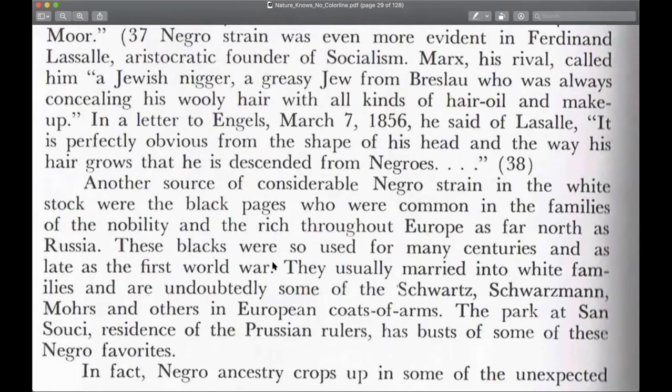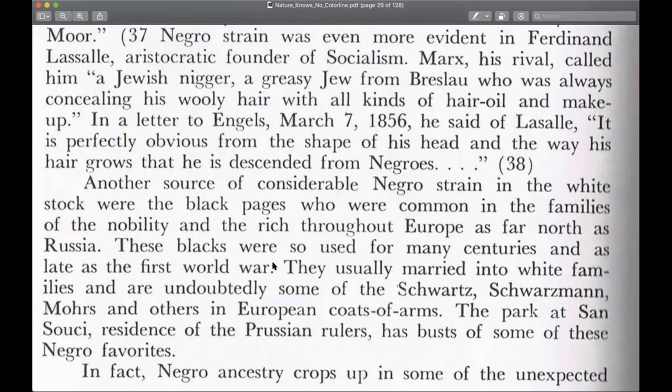These Blacks were so used for many centuries, and as late as the First World War, they usually married into white families and are undoubtedly some of the Swarts, Schwarzmann, Moors, and others in European coats of arms. Oh, you really think so? These are the original. The park at Sanssouci, residence of the Prussian rulers, has busts of some of these Negro favorites, all right?